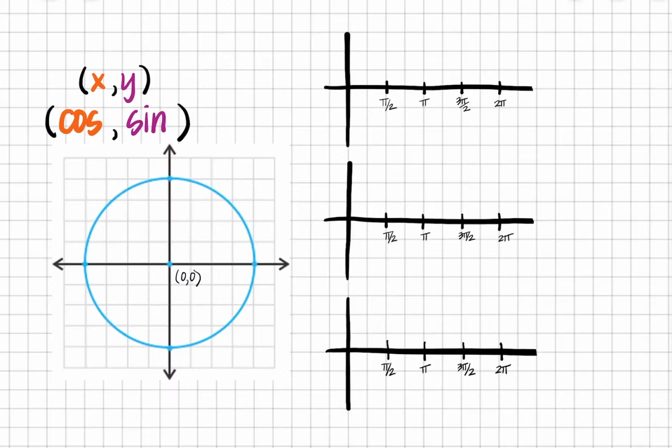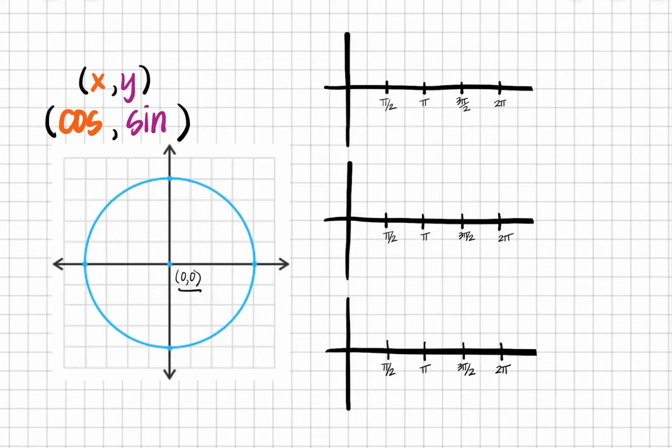But let's remember how to graph sine and cosine. So just a quick reminder that this is all based off the unit circle. The unit circle being a circle centered at the origin. That's why I marked 0, 0 right here. Centered at the origin, radius 1.